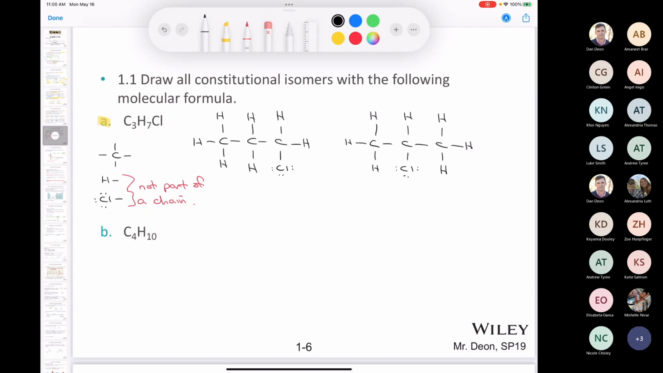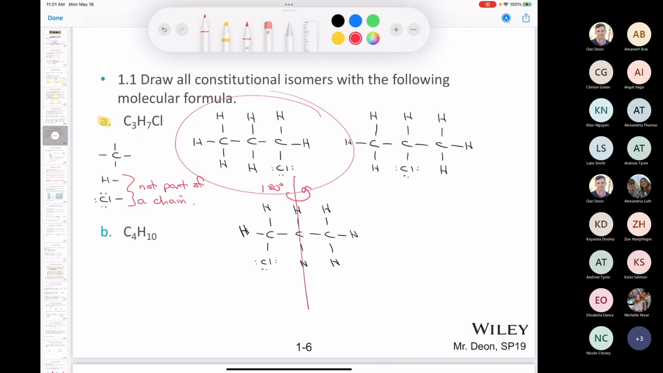If you're wondering, well, hold on, Mr. Dion, what if you did this? 1, 2, 3. What if you put the chlorine over here on the far left? It's still the same connectivity. The way the atoms are connected is no different. If you were to take an axis here and rotate this compound 180 degrees, you'd end up here. It'd be the exact same place. Okay, and so there are only 2 possible constitutional isomers for this molecular formula, and we've drawn both of them.